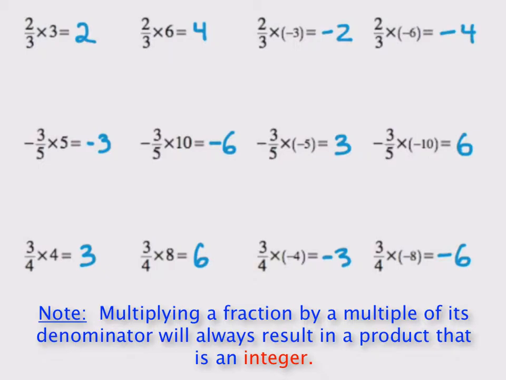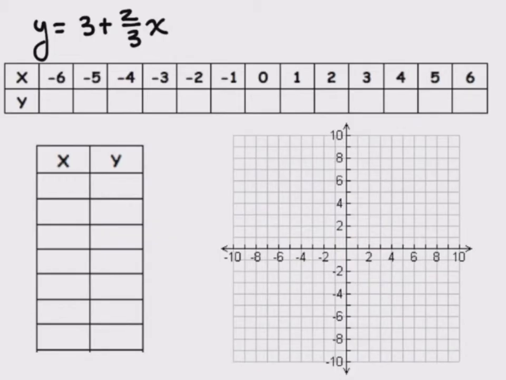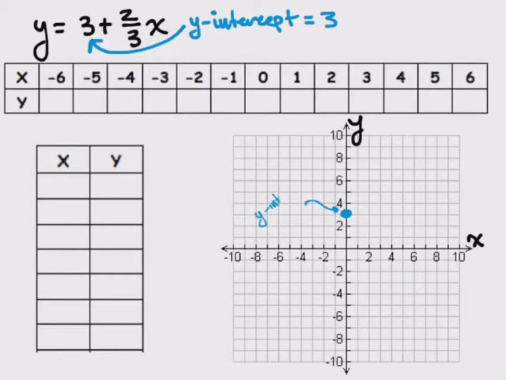Alright, so consider this equation in slope-intercept form, y equals 3 plus 2/3 x. Now we're going to try and graph it. Now, we already know from looking at the equation that the y-intercept is going to be 3. So before we do any graphing, we already know one ordered pair we can graph, that y-intercept. Alright, now our slope is 2/3, and this is the first time we've ever had a fraction for a slope.